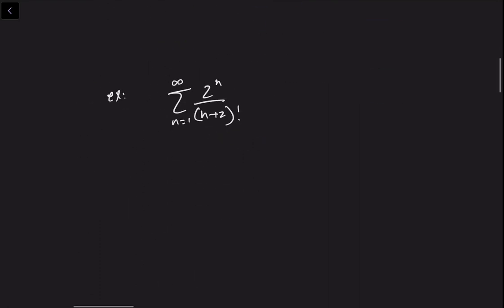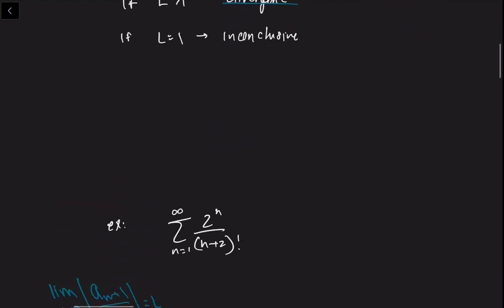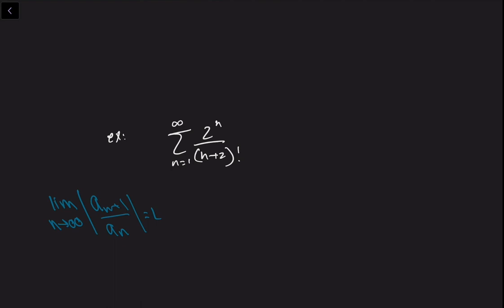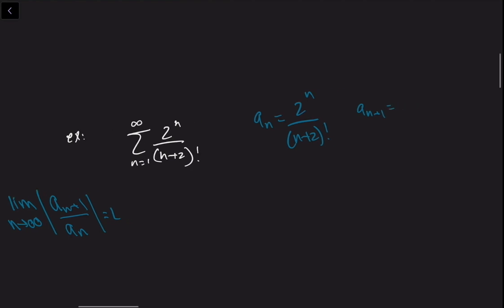But how about this? You can see that it's very helpful for factorials, because the limit as n approaches infinity of the absolute value of a sub n plus 1 over a sub n is equal to L. We want L to be, once again, less than 1, greater than 1, or equal to 1. So what is a sub n? A sub n is 2 to the n over n plus 2 factorial. What is a sub n plus 1? It just means everywhere you see an n, put in an n plus 1.